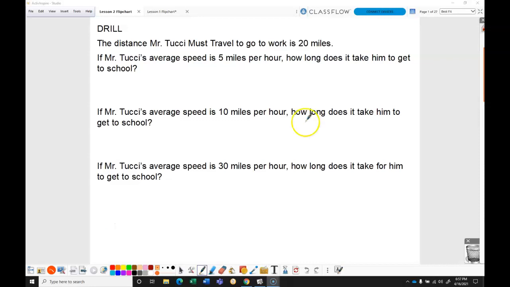Anyway, in this drill, we're talking, and it might not seem related, but hopefully we'll get to the point where you will see the relationship. It says the distance Mr. Tucci must travel to get to work is 20 miles, and his average speed is 5 miles per hour. How long does it take him to get to school?